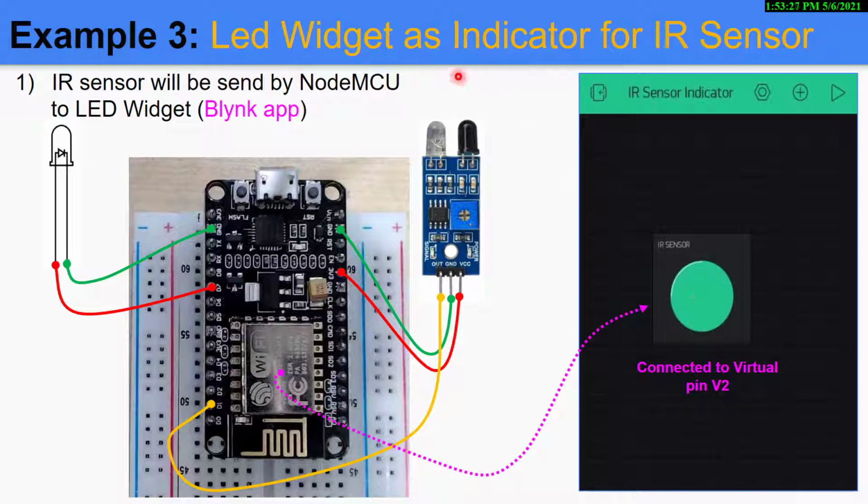Whenever the IR sensor is detecting an object, the NodeMCU will send some data to the Blynk app as the indicator. So it will turn on whenever the sensor is detecting an object, and at the same time, it will also turn on the LED. In this case, we will use the LED widget that we connected to the virtual pin named V2.